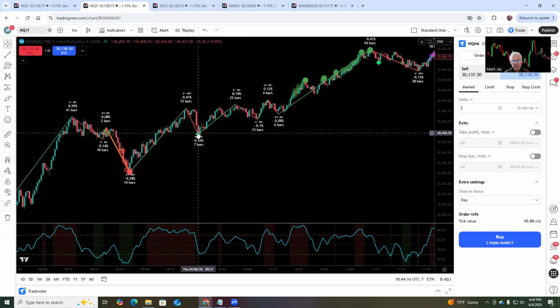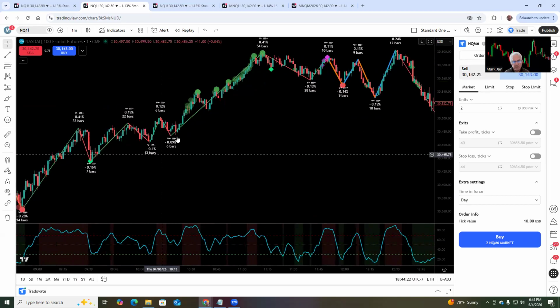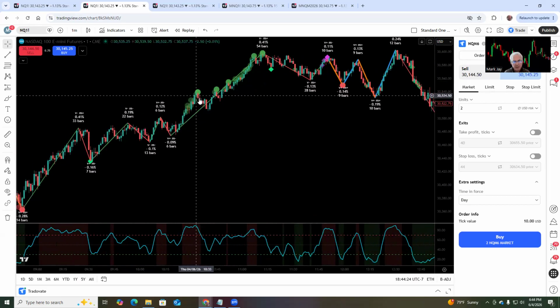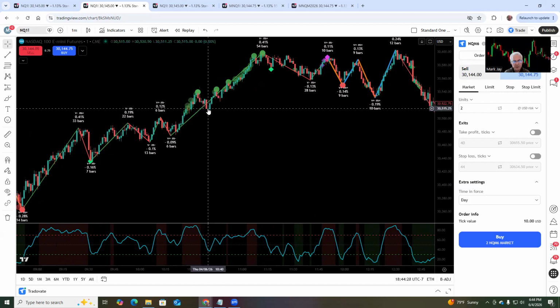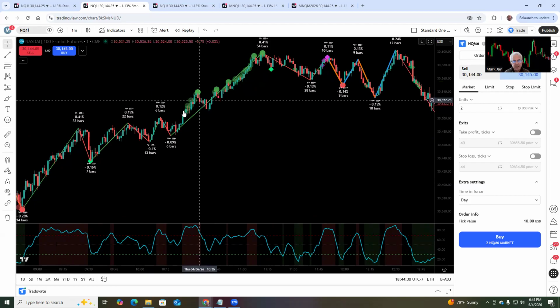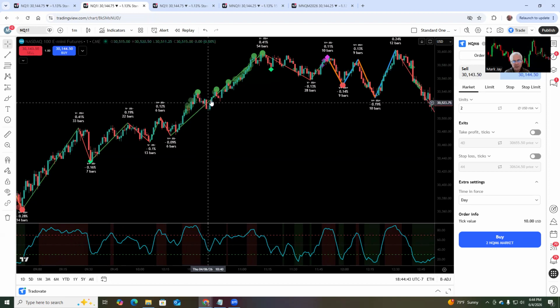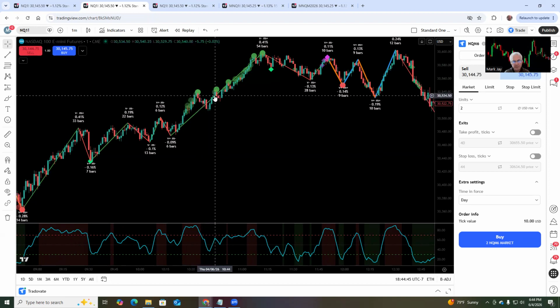This next signal is not valid because if you look below, there's no green background, so we can't go long. These are sell signals, and the first sell signal came right here, okay, because this bar didn't print an order flow signal and it closed below the previous one. You could have taken this, but you would have got stopped out.